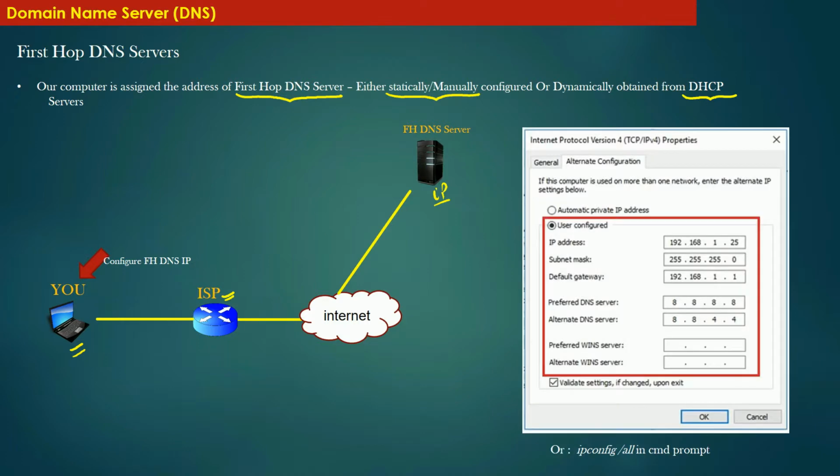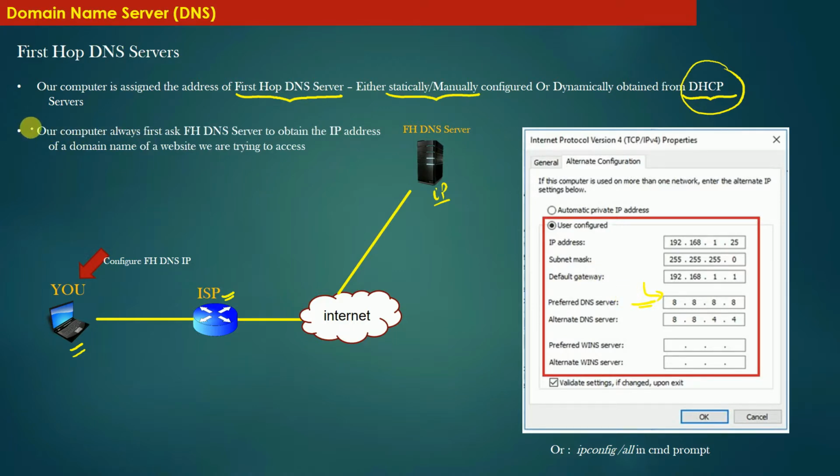In either way, the end result is that your machine is aware of the IP address of the first hop DNS server. If you go to the TCP/IP properties on your Windows operating system, you can see that your operating system gives you the facility to manually configure the IP address of the first hop DNS server. You can specify the IP address of the first hop DNS server on your local machine. So if you don't want to use any dynamic protocol such as DHCP, you can always hard code the IP address of the first hop DNS server on your local machine.